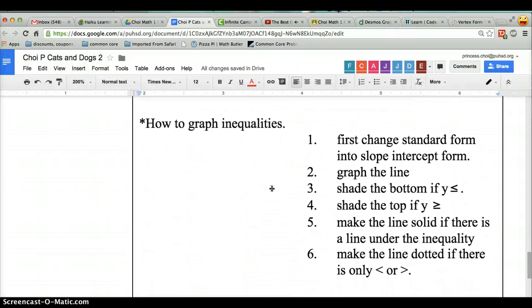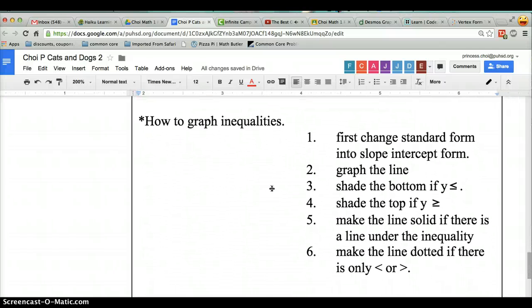So now, towards the end of class, I told them this is how you graph inequalities, okay? What you have to do is first change the standard form into slope-intercept form, just like question number 3 on the first test, okay? Then you have to graph the line. And then you have to shade the bottom if y is equal to or less than, and you gotta shade the top if y is equal to or greater than.